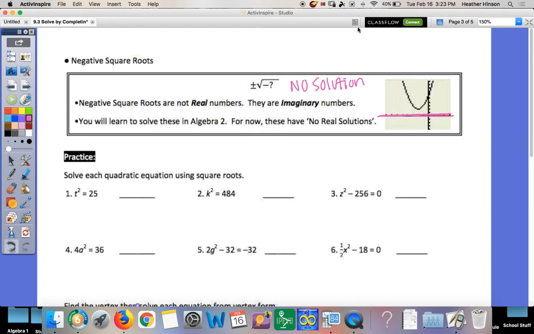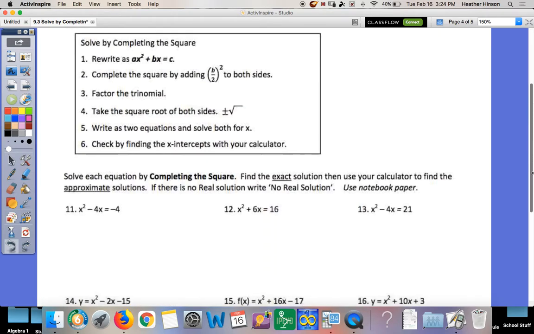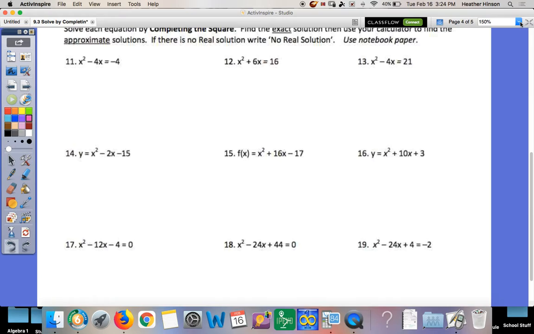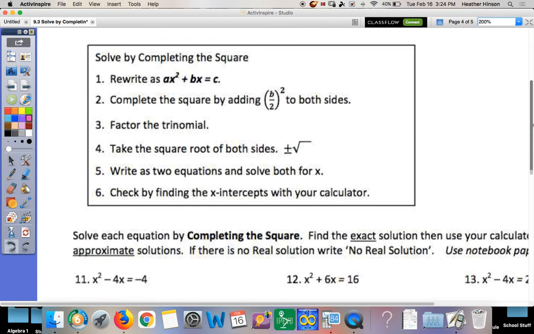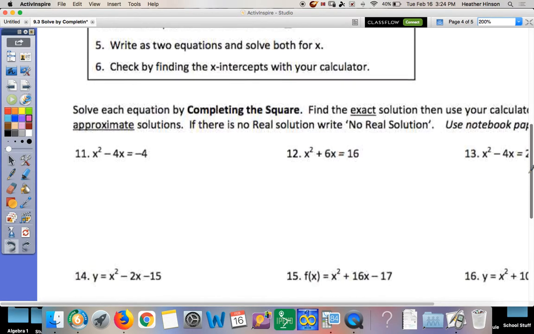Okay, I'm going to do a couple from your practice just to make sure we're good. And then I'll let y'all do the rest. So I'm going to go to the very last page. You can write these down and save them for later, for when you get to your practice. So I'm going to do number 12.